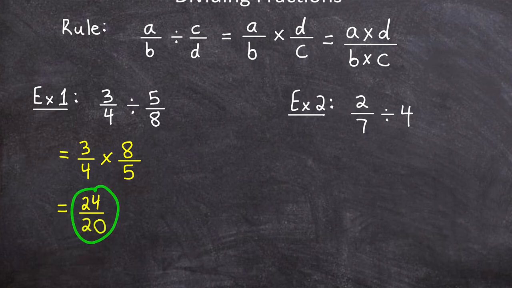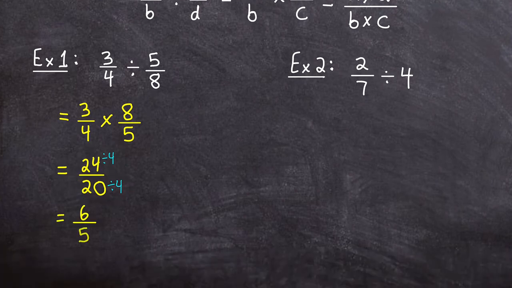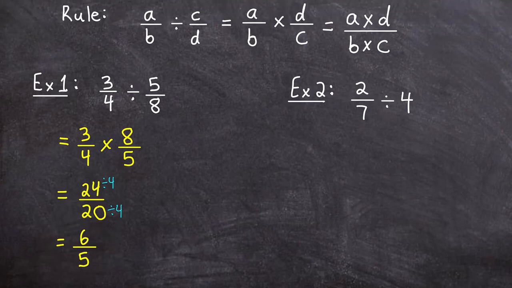And then this fraction reduces because I know that 4 divides evenly into both the numerator and denominator. So if I divide them both by 4, I would get 24 divided by 4 is 6, over 20 divided by 4 is 5. So my final reduced answer is 6 over 5. Let's see if we can do example 2.